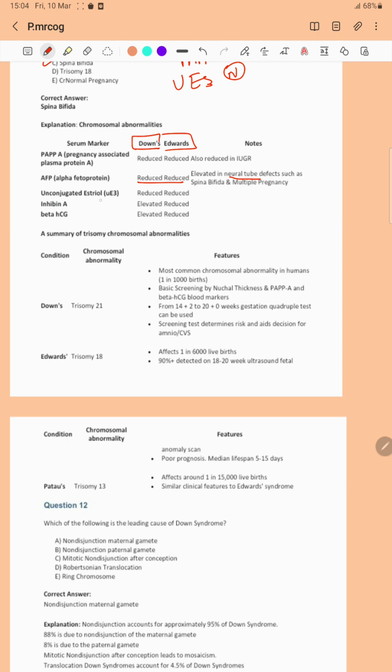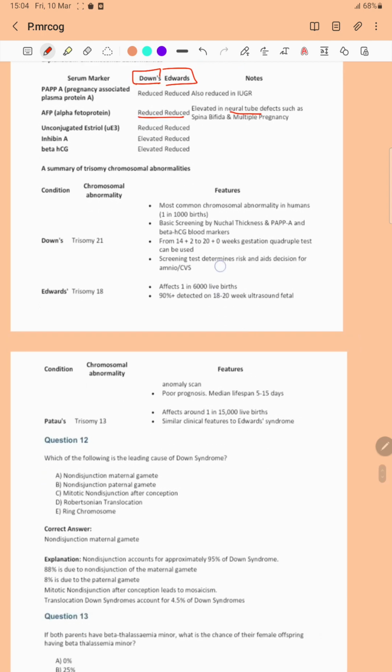What about the unconjugated estriol? It is again reduced in both cases. Inhibin A is elevated in Down, whereas it is decreased in Edwards, and beta HCG is elevated in Down and reduced in Edwards.